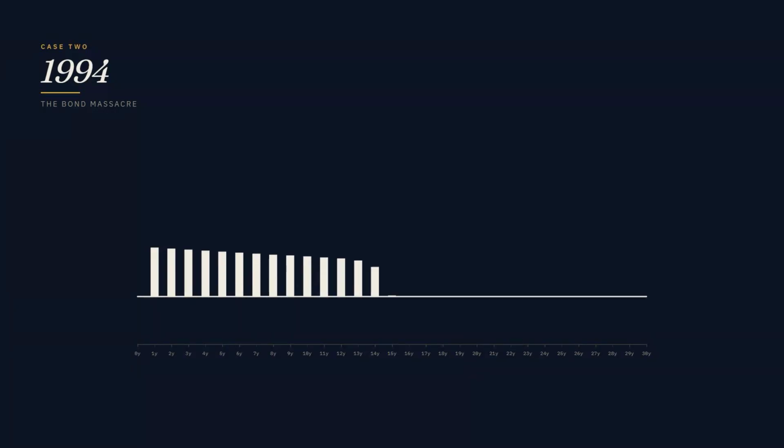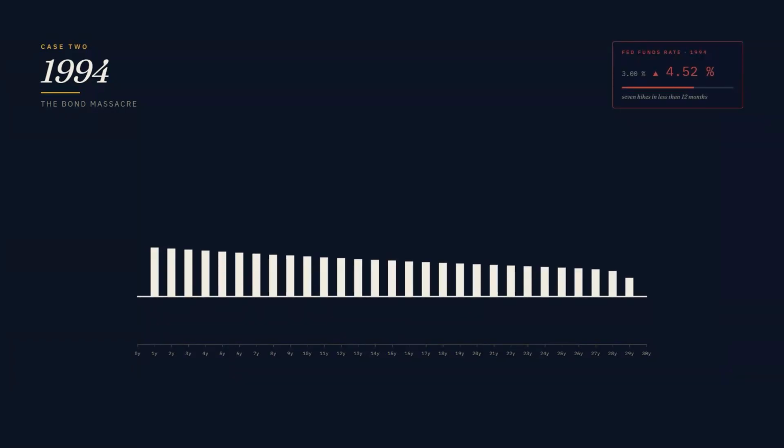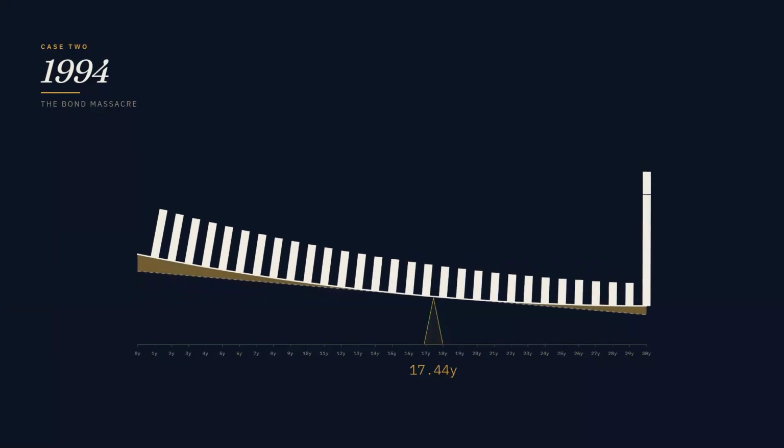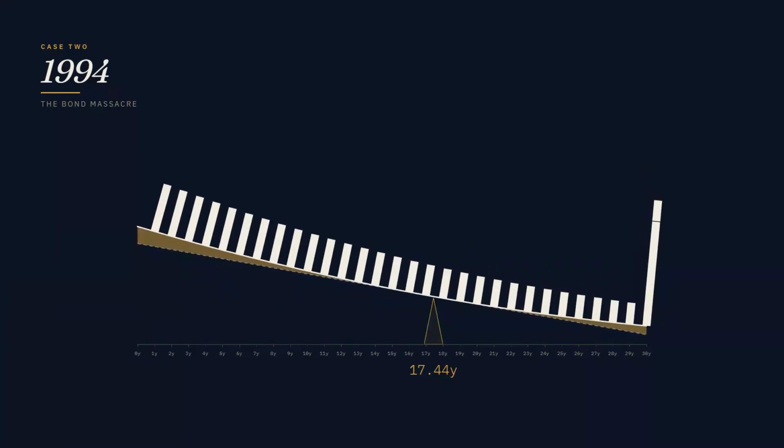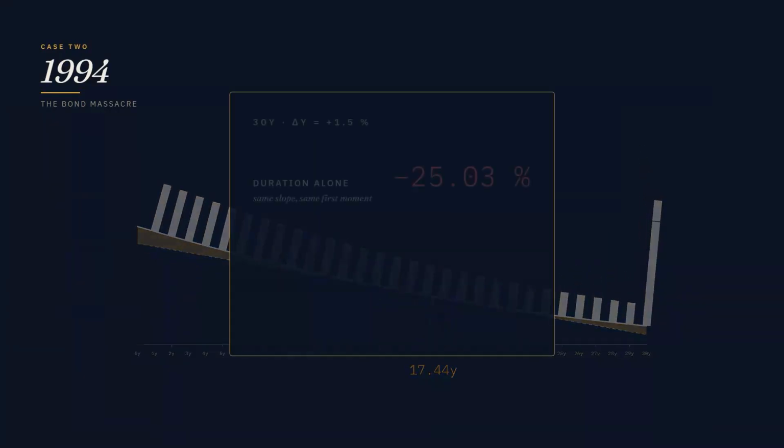The Federal Reserve surprised markets that year by hiking rates 7 separate times, taking funds rates from 3% up to 6% in less than 12 months. Long bond yields followed them up, rising by about 1.5 percentage points, and the bond market had what came to be called the bond massacre. Take the same 30-year and lift its yield from 4.5 up to 6.